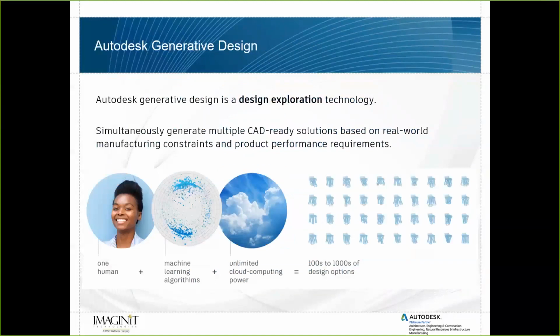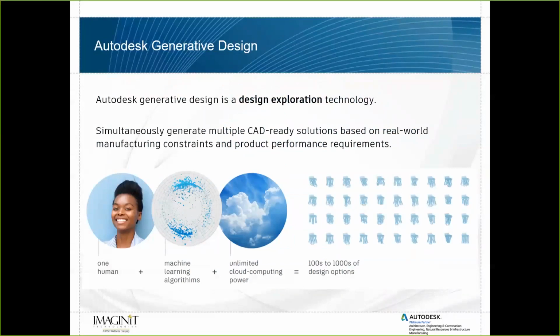Now, once that's out of the way, let's go ahead and jump into Autodesk Generative Design. So let's talk about this technology from a 1,000-foot perspective first. It's essentially a design exploration technology. So you can simultaneously generate many CAD-ready solutions based on standard manufacturing constraints and what you want your product to perform. Essentially, it's going to be taking some machine learning algorithms with some unlimited cloud computing power. Everybody knows about how unlimited the cloud is. Plus, the most important factor is you, the human that's going to go through and set those criteria and understand what that design is going to be about.